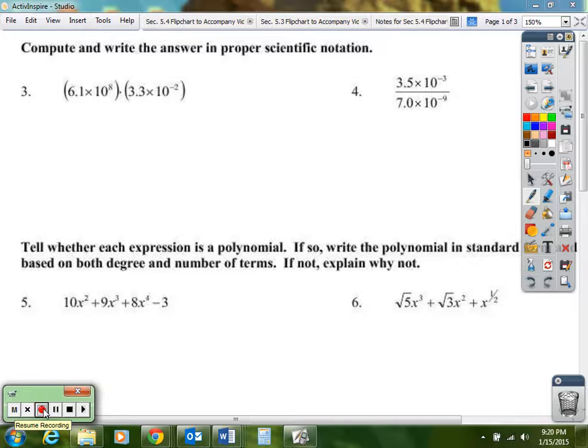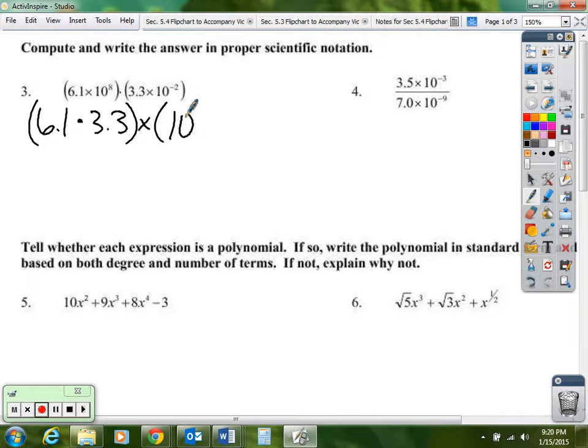For the scientific notation problems, we will separate. We will multiply the numbers and then multiply the powers of 10. On number 4, we will divide the numbers and then we will divide the powers of 10 separately. So, for the first problem, 6.1 times 3.3 separately, put that in parentheses, times the powers of 10. 10 to the 8th times 10 to the negative 2.